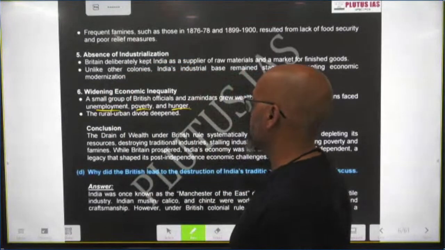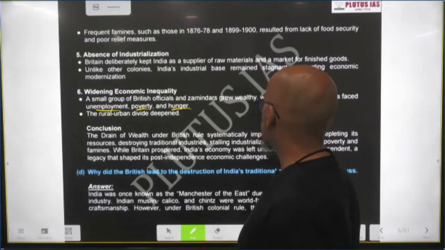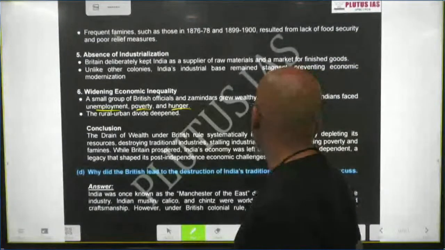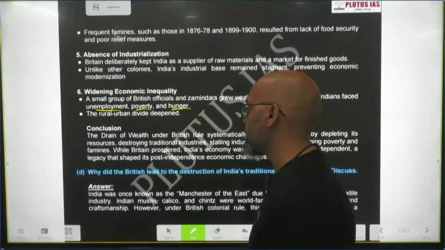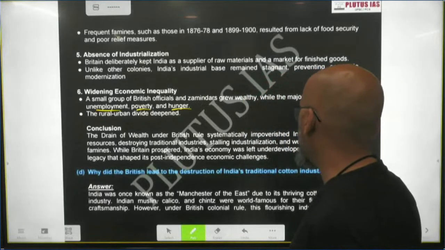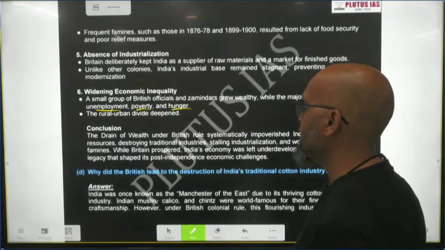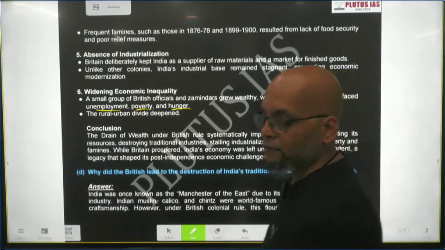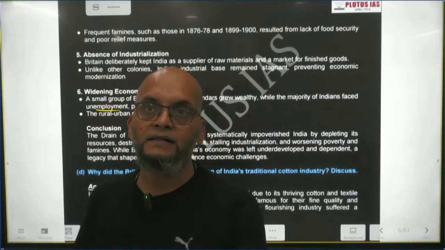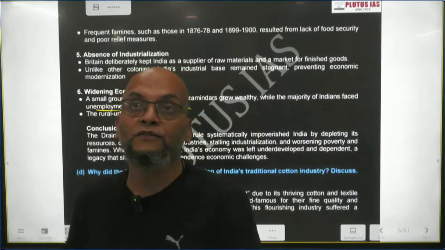Conclusion: the drain of wealth under British rule systematically impoverished India by depleting its resources, destroying traditional industries, stalling industrialization, and worsening poverty and famines. While Britain prospered, India's economy was left underdeveloped and dependent, a legacy that shaped its post-independence economic challenges. It was a legacy, and these were very big challenges which we faced after independence and are still facing, as I told you in case of industries.